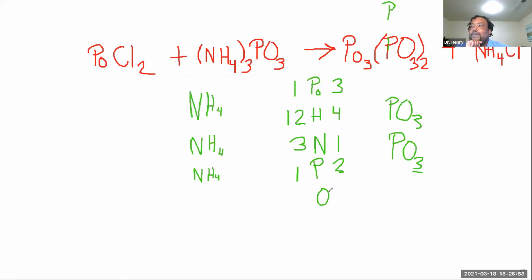Okay, one of the important parts. Oxygens: 3 on the reactant side, and on the product side, 6. Okay, so now it should be a piece of cake, right? We start at the top. How do we balance the P? Add a 3 in front of it. So put a 3 here.